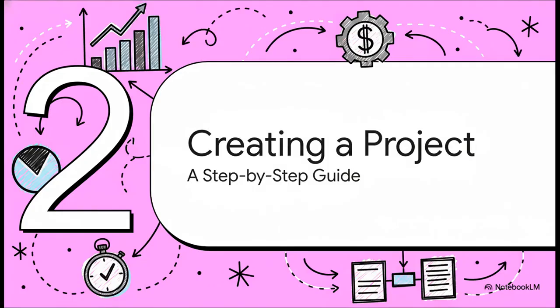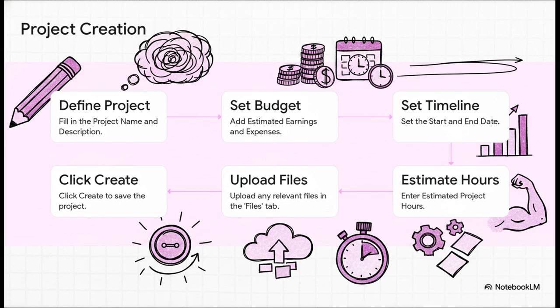So those are the components. Pretty simple, right? Now let's actually put them all together. Here's a super quick step-by-step guide to creating your very first project. The whole thing takes just a few clicks. You define the project, you plug in your budget and your timeline, you estimate the labor, and you drop in any files you need. And with that final click on Create, you've done way more than just make a folder. You've just launched a financial command center for that entire initiative.